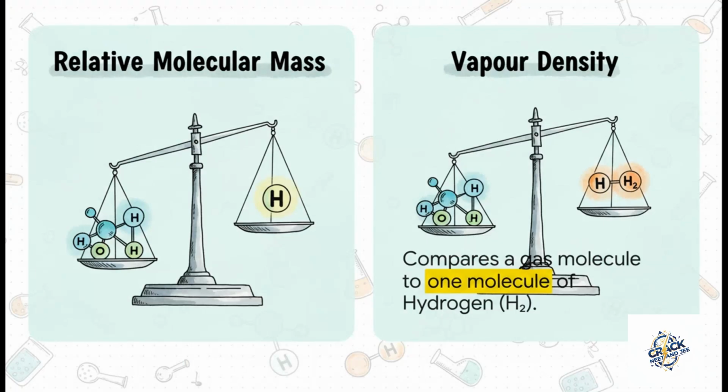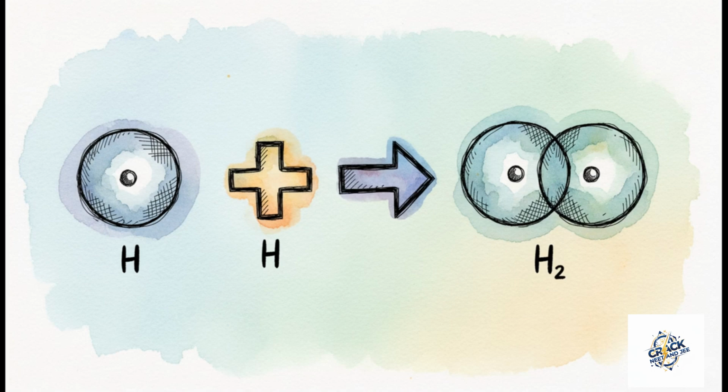So there are 2 main ways to talk about the weight of a gas molecule. On the one hand, you have relative molecular mass. This compares a gas molecule to the lightest thing we can think of, a single atom of hydrogen. But then there's vapor density. This compares that same gas molecule to a full molecule of hydrogen, which is actually two atoms stuck together, so we write it as H2. And that right there, that's the secret sauce. The key difference is that a hydrogen molecule has two atoms. That's it. That's the whole trick.